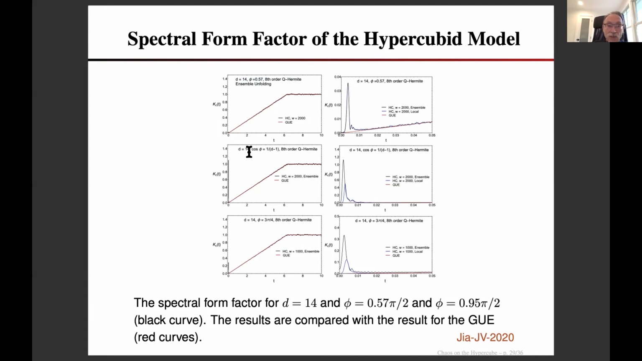For the semicircle case, that's this case, the peak near zero goes all the way up to 1.1. And you magnify that here. And of course, that gives much larger deviations. And finally, here you find again smaller deviations. So this beautifully confirms the chaotic nature of the spectra of the hypercubic model.